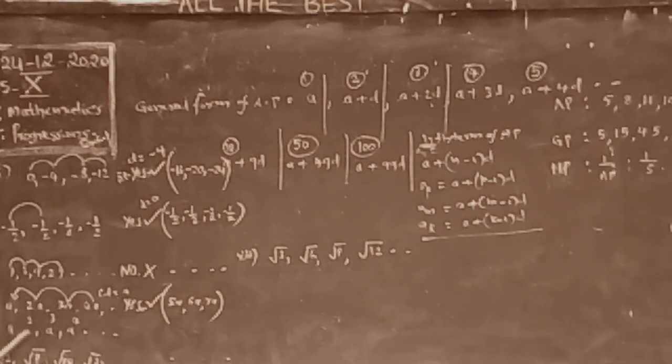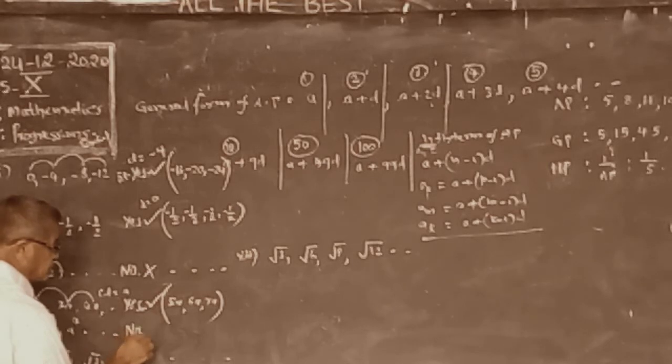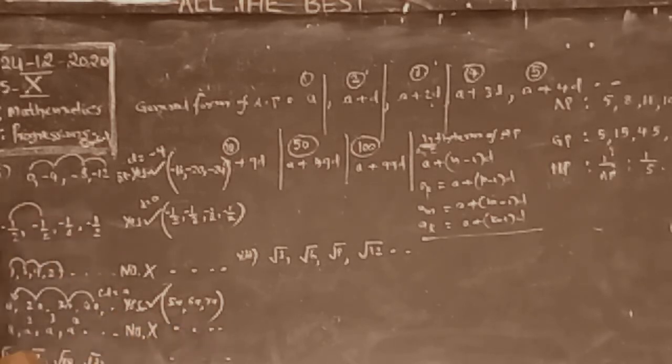Here a squared, a cubed, a power 4. a is multiplied, so the common difference is not the same. So no, it is not an AP. And here, the twelfth, root 2, okay.